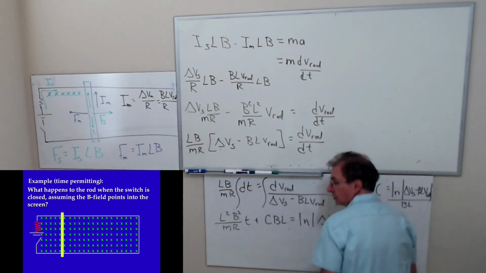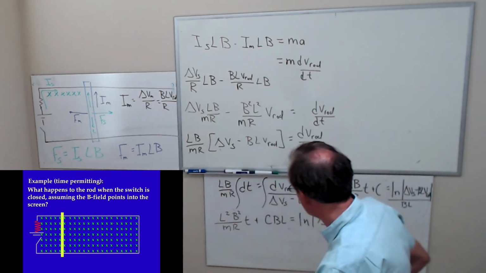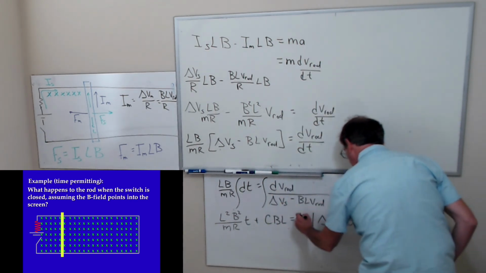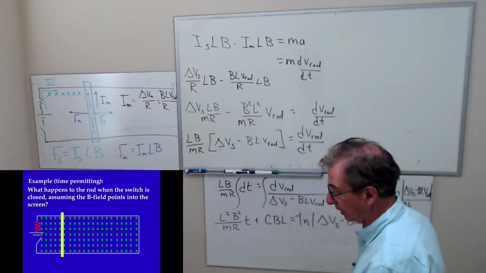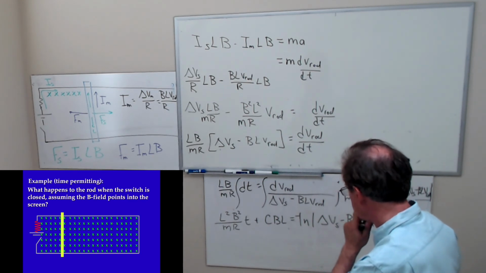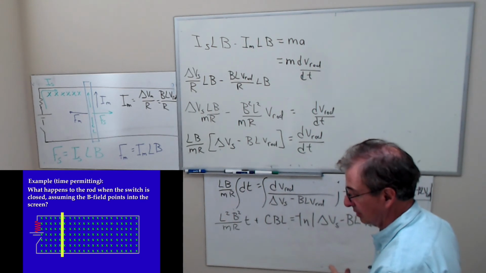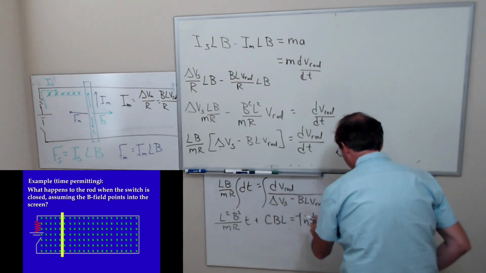My goal is to solve for the velocity of the rod. Oh, yes, you're right. There's a minus sign. Thank you. Okay, thank you for that. There's a minus sign. Okay. Can I put the minus sign on the other side? Okay, let me put the minus sign on the other side.